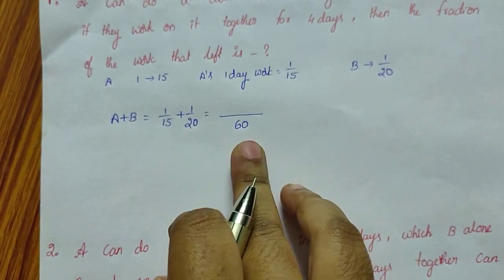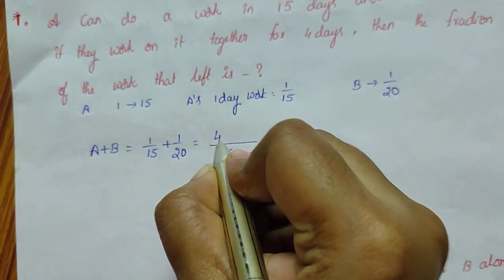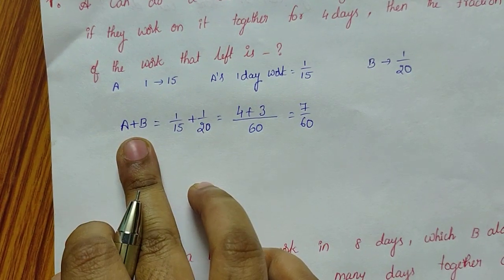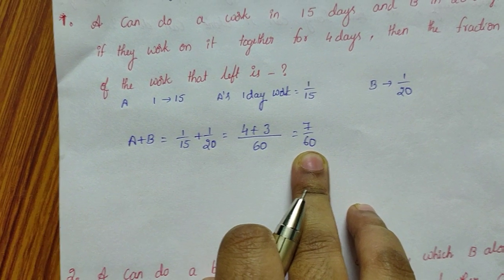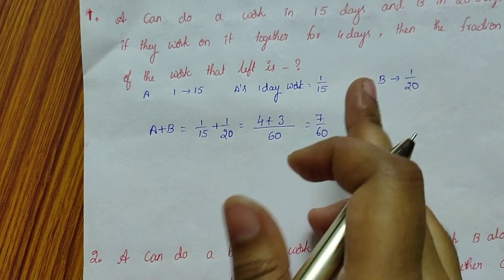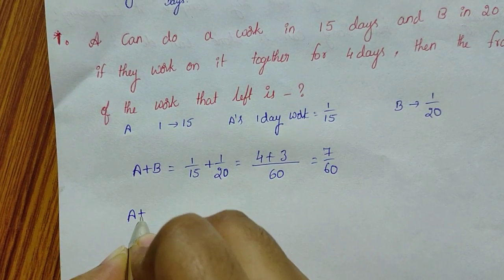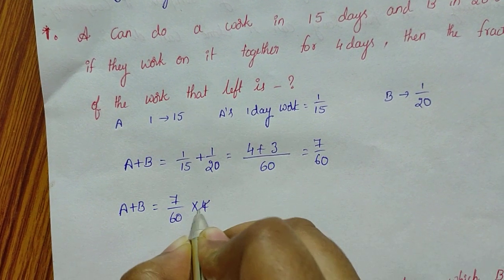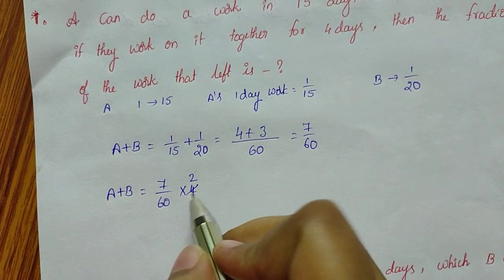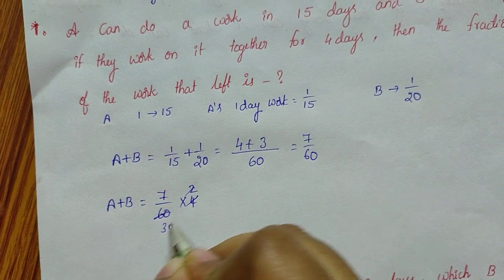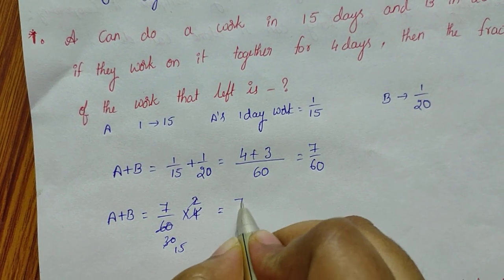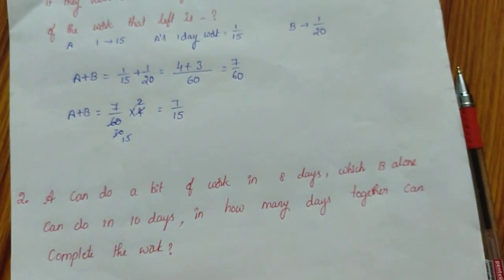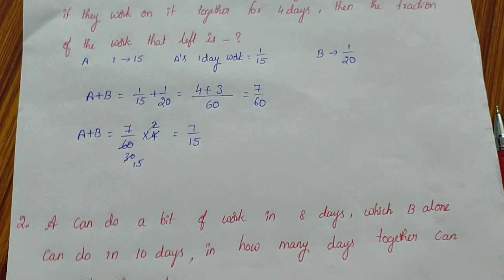So 60 is a multiple of both the numbers. So 4 plus 3, that is 7 by 60. A plus B's 1 day work is 7 by 60 and they worked for 4 days. So 4 days' work is 7 by 60 into 4. So here 2 2's, 2 30's, 2 1's, 2 15's. That is 7 by 15. So 7 by 15 of the work is completed.